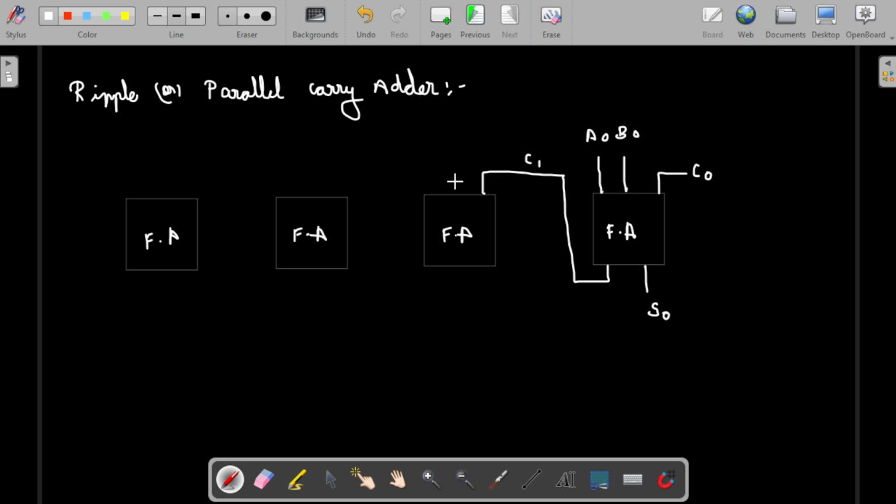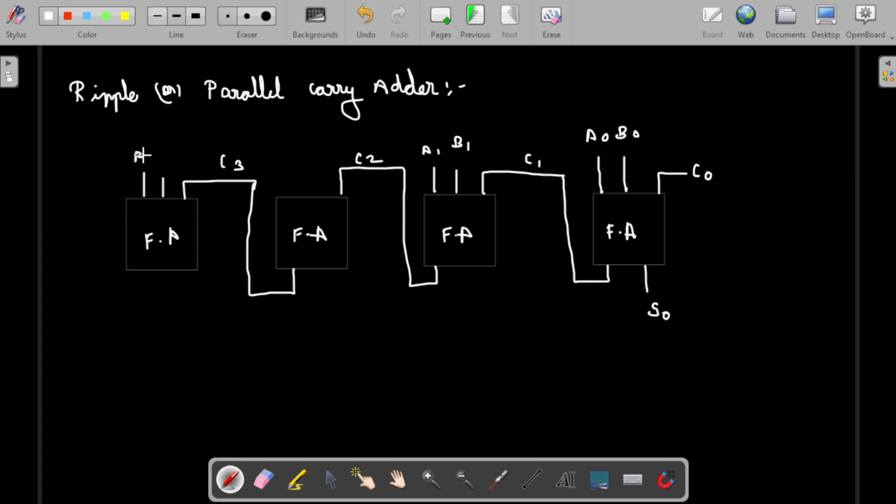So this is C1. Here we will give 2 inputs, that is A1 and B1. Then this carry is passed to the next one. So this is C2. Then this carry will be going to this one. So this is C3, which takes A3, B3. Here we give A2, B2. Here the outputs will come as S1, S2, S3, and here it is C4.